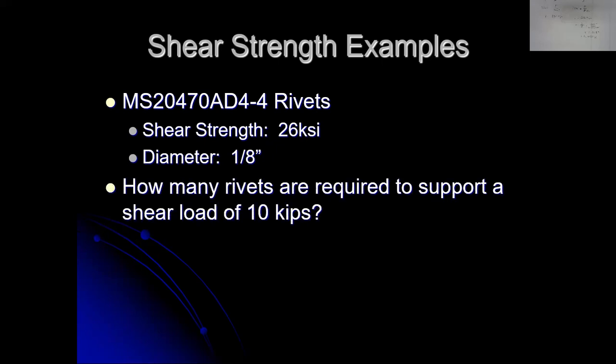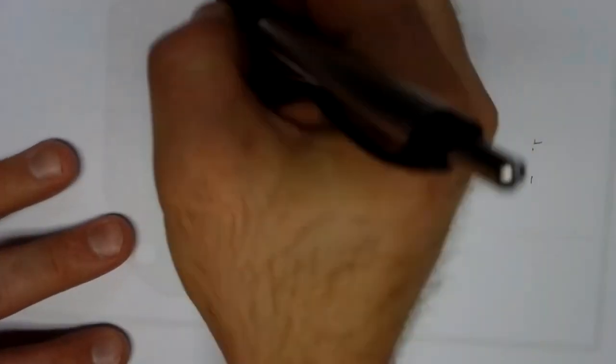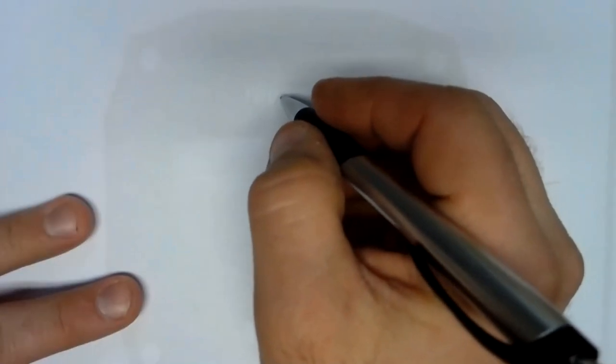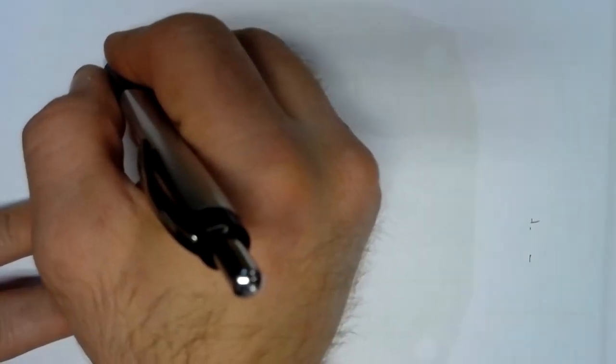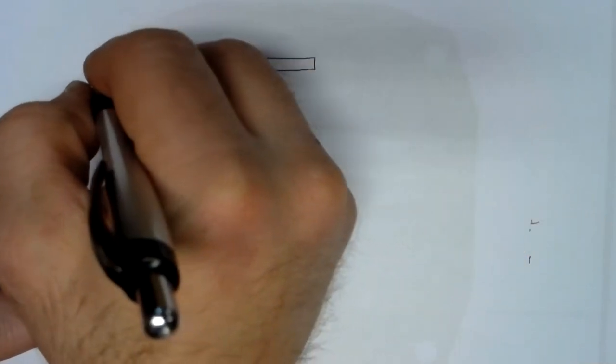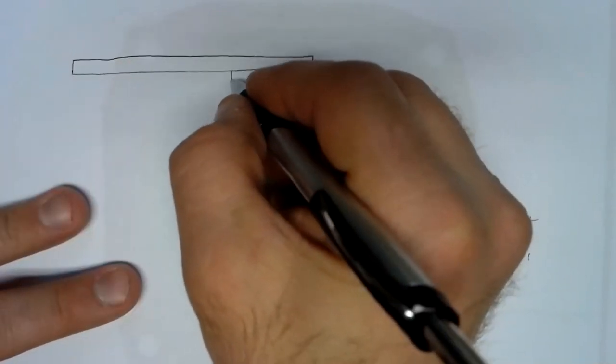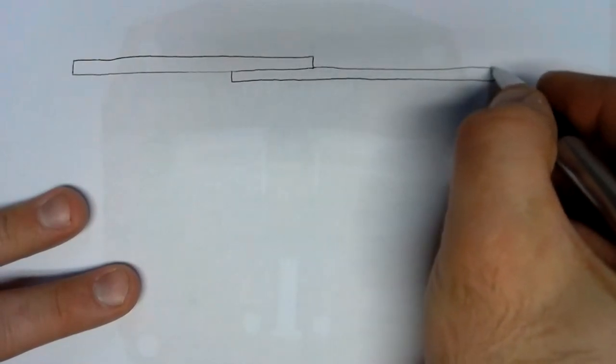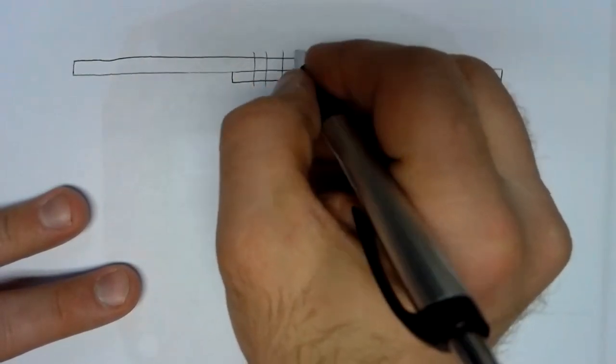Well, let's design a joint. Let's say we've got a lap joint, and we want that lap joint to handle a load of 10 kips. And we want to put this lap joint right on the edge of shearing through. So let's see how that would work. So we've got this lap joint and we're pulling on it with 10 kips of force. So we've got an upper sheet and a lower sheet, something like that. And we're going to put a bunch of rivets through.